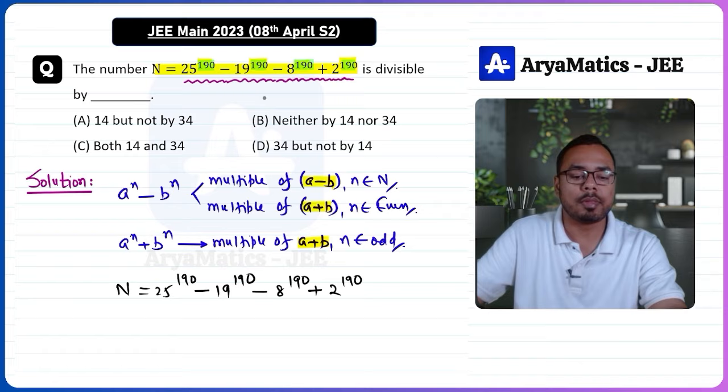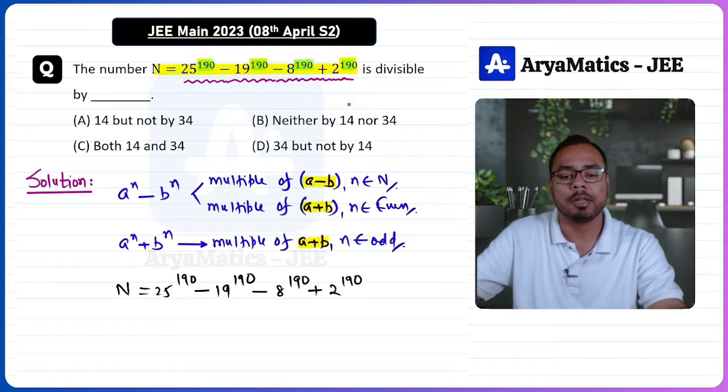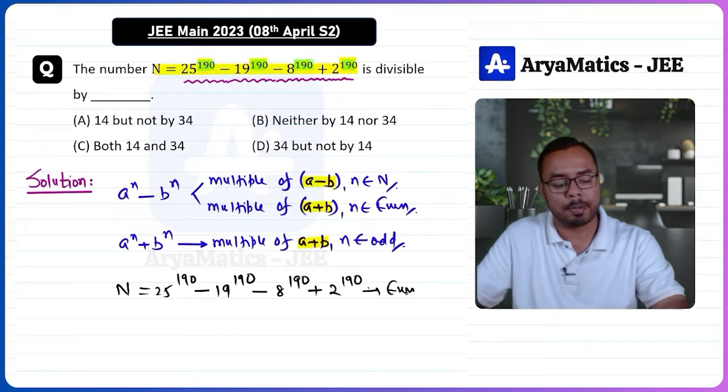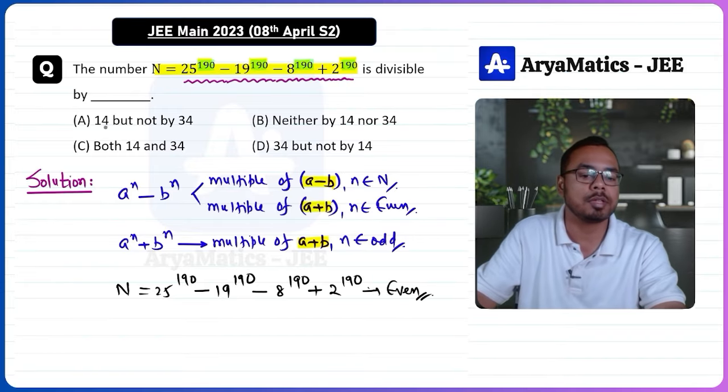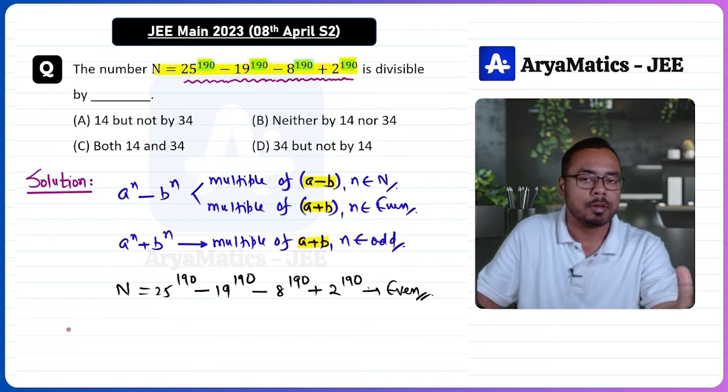So here 25 raised to 190 will be an odd number. 19 raised to 190, another odd number. Odd minus odd will be even. And the other two numbers are even numbers. So that means this given number n is an even number. And once we have established that it is even, we do not have to check for 34 and 14. We need to check for 7 and 17.